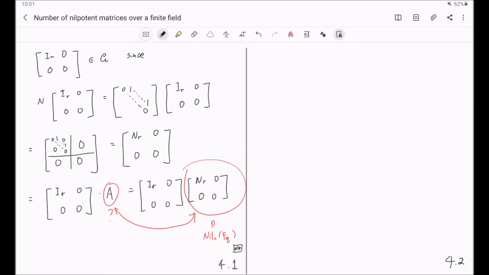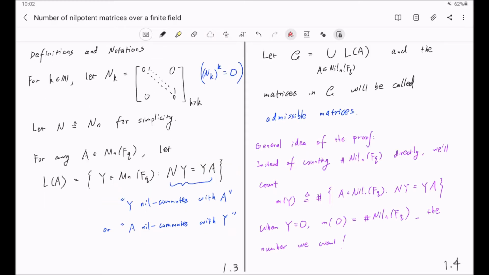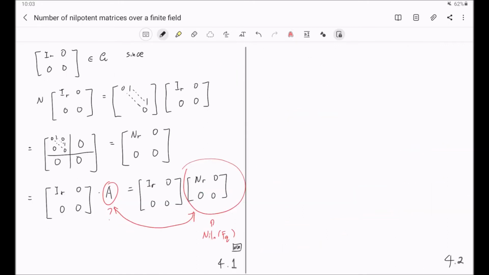Our next lemma is about the study of the structure of this L of A, the space of matrices that nil commutes with A. It is easy to see that the L of A is a vector space over F_q. And now it will be interesting to know what the dimension of L of A is over this finite field. And that is what we are going to do with our lemma 3.